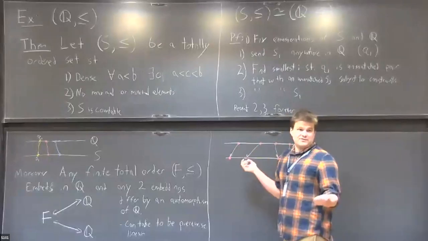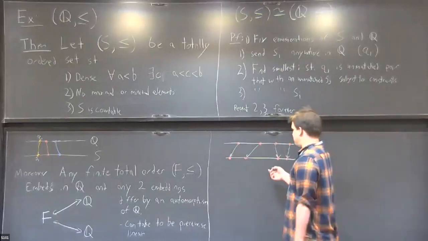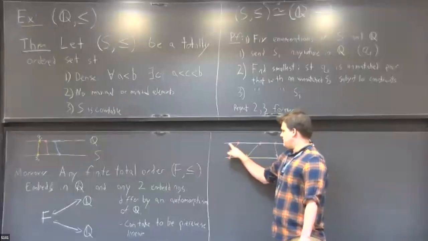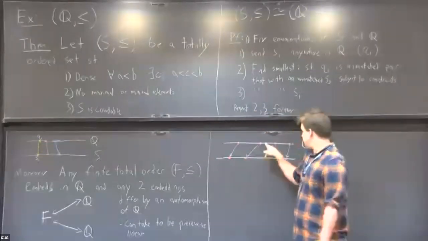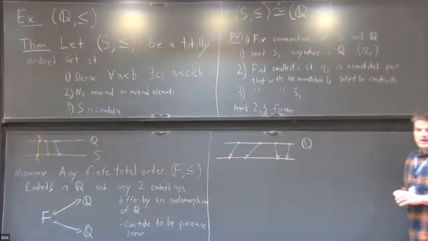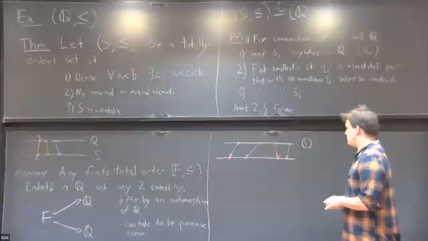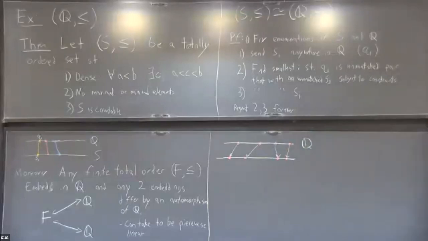You can do it in lots of ways. There's actually a huge collection of automorphisms of Q that do this, but in particular, you can just linearly send this interval to this one, this interval to this one, this one to this one, and so on. So in this case, you can be very explicit about what the automorphism is. Okay, so that's going to be our first example of a Fraisse limit and the key properties of a Fraisse limit. All right, so I want to give another example.